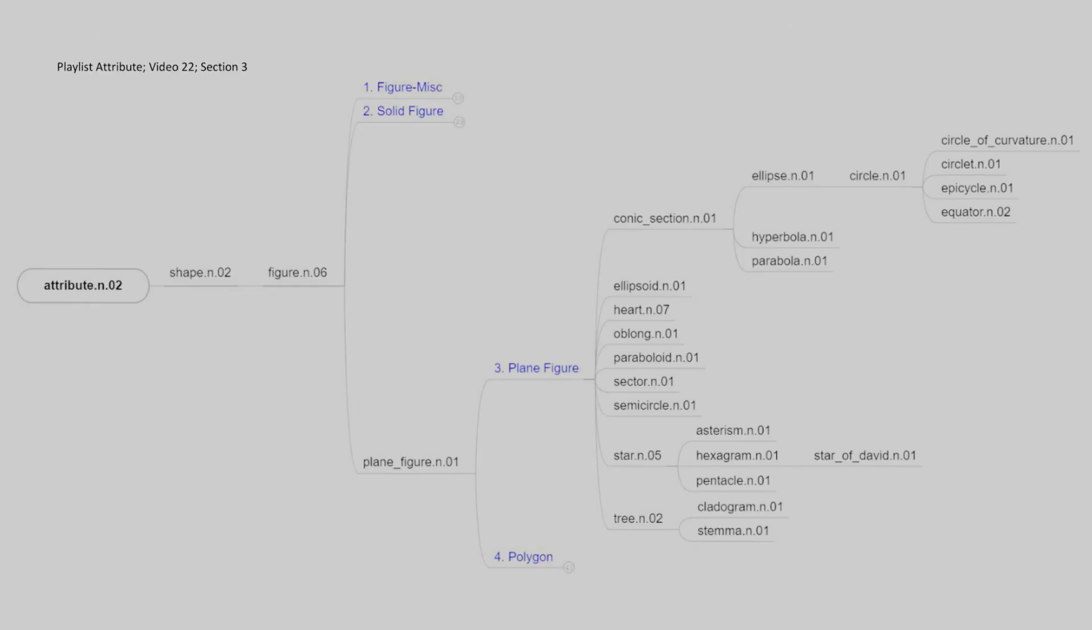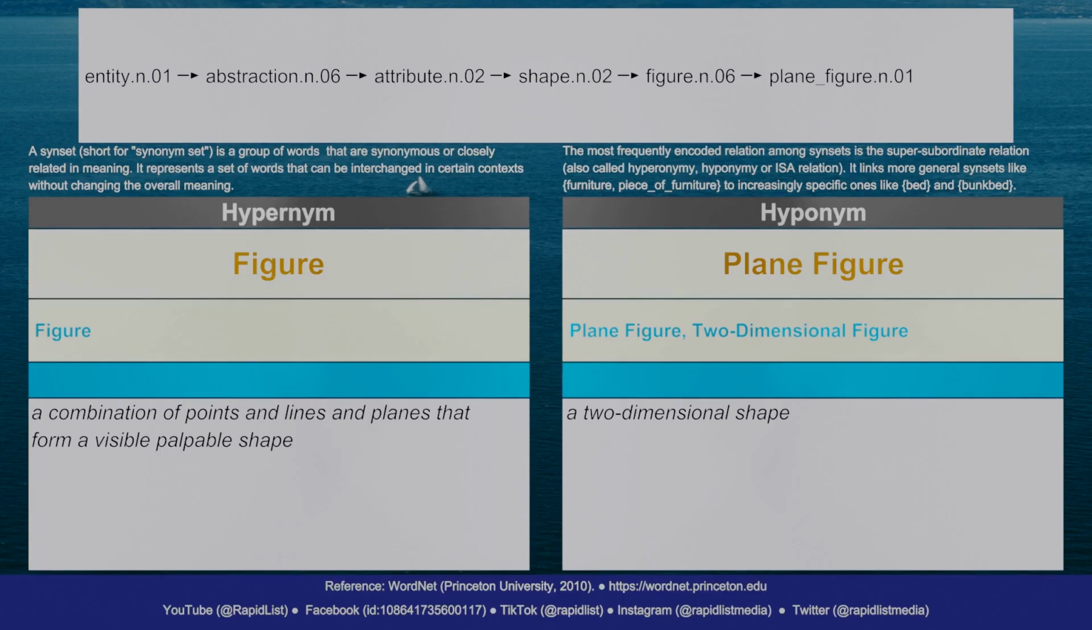Section 3. In this section we will explore plane figure. Plane figure. A two-dimensional shape.